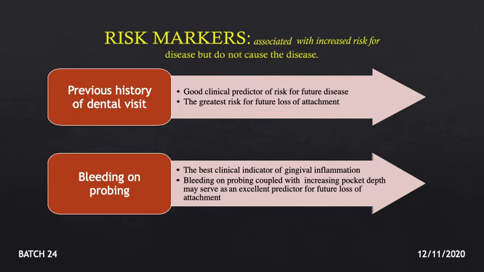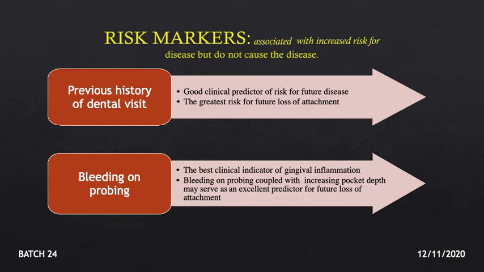Another risk marker is bleeding on probing. This I have already told, which is the best clinical indicator for gingival inflammation. Bleeding on probing coupled with probing pocket depth may serve as an excellent predictor for future loss of attachment. So this is all about risk and risk assessment. We have talked about the various factors involved in risk assessment: what is a risk factor, what is a risk determinant, what is a risk indicator, what is a risk marker.